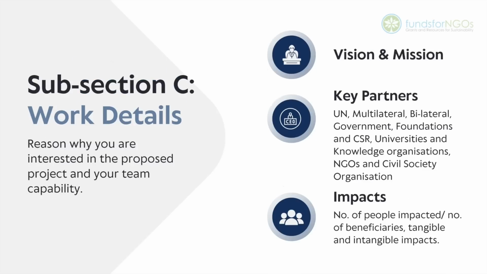Subsection C, Organizational Work Details. This section further emphasizes the reasons as to why you are interested in the proposed project. This section also explores your team's capability on the same. Key information included in this section are vision and mission of the organization, key partners. You would need to include names of key partners, and you can further subgroup them as UN agencies, multilateral organizations, bilateral organizations, government, foundations and CSR programs, universities and knowledge organizations, NGOs and civil society organizations.